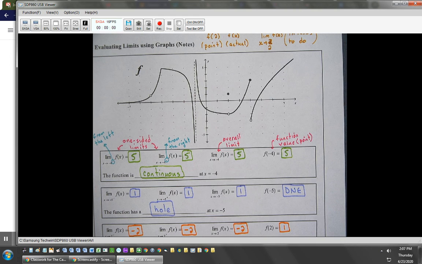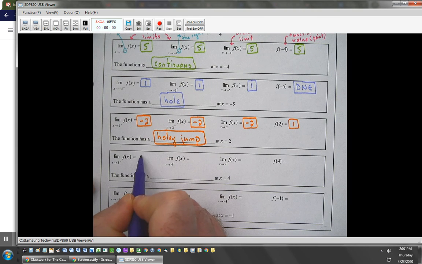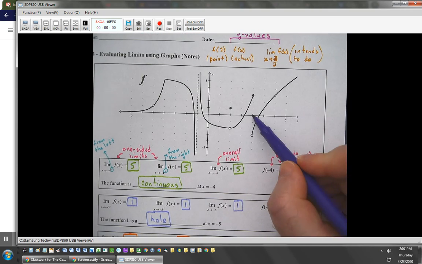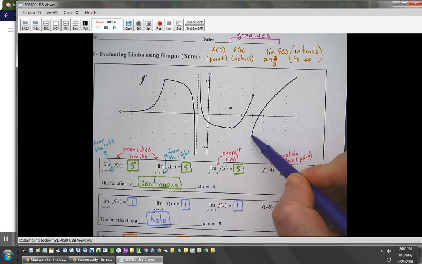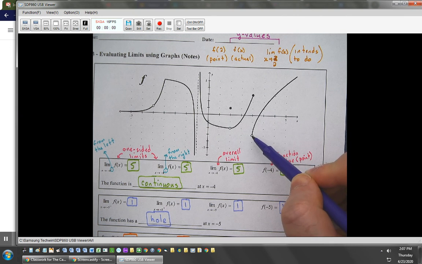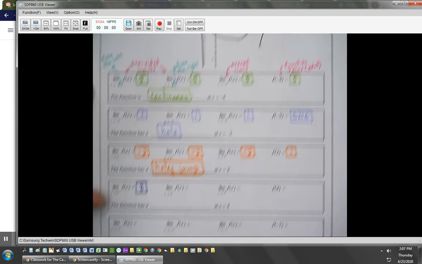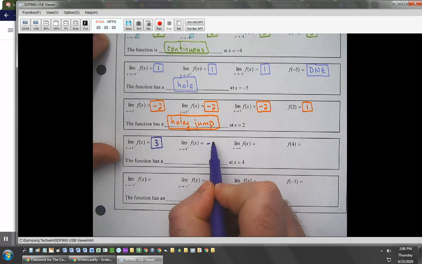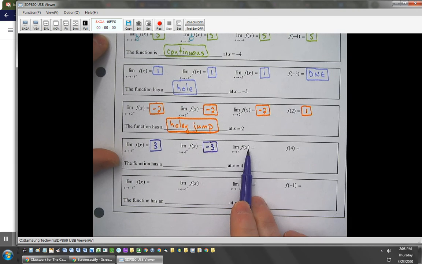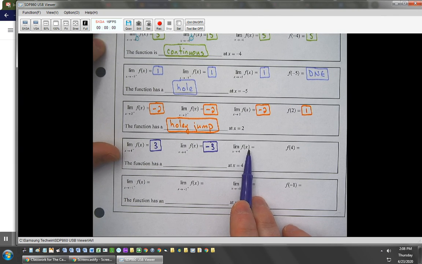Does it actually get there? Yes, but I don't care about that. All I care about when I'm looking at limits is where does the graph intend to go. Now I'm going back to 4. I'm going a little bit to the right, and I'm tracking that in as well. As I follow that in, that's trying to reach a height of -3. It doesn't get there, but I don't care. A limit's all about what it intended to do. It's intended to reach a height of -3. So what's our overall limit? Well, our overall limit is DNE.